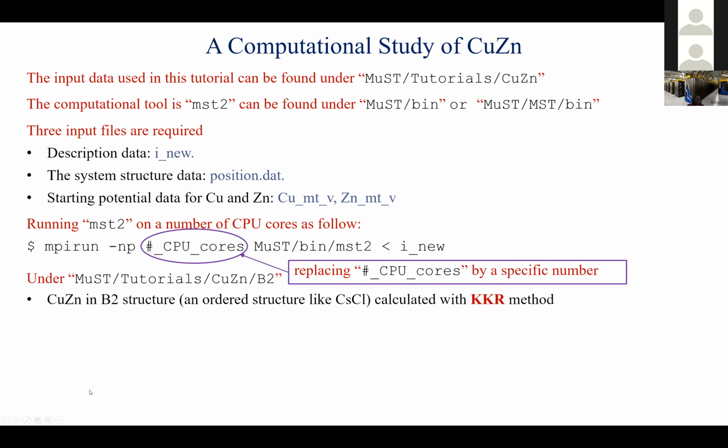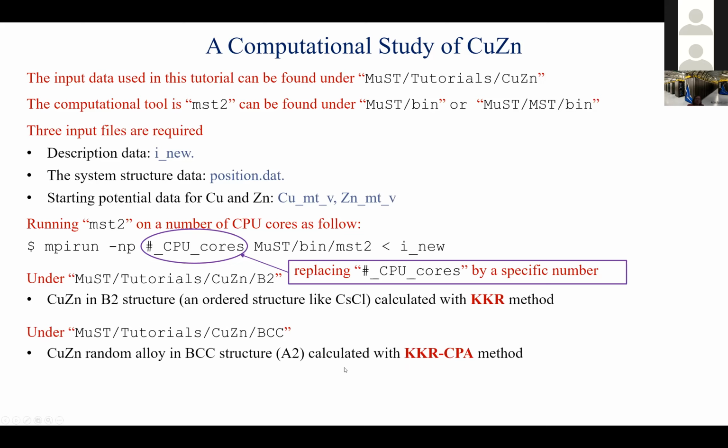To run this, for the B2 structure, we use the KKR method to run the calculation. The KKR method is designed to run with all of the structures. And for the BCC, because we use the coherent potential approximation, the method we run is called the KKR-CPA method. Which method you use is all controlled by, all described by, the I_new file. I'm going to show you the particular example.